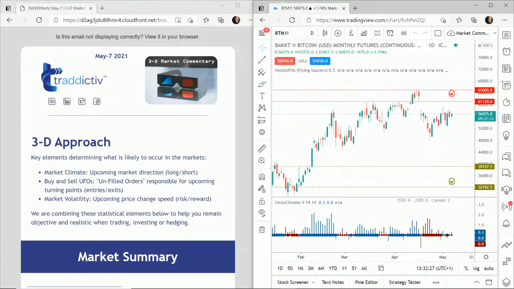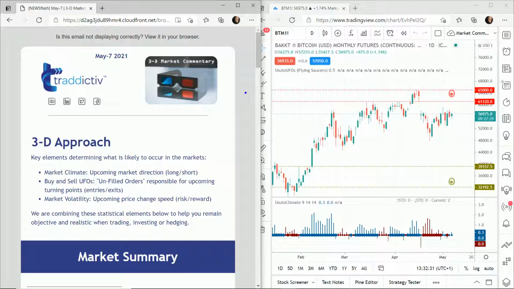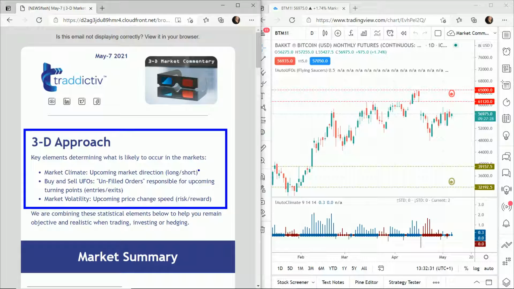So that's what we send out, and obviously it correlates with market information. So we call it a 3D approach because we look at 3 separate elements. Makes sense? So the first one to look at is market climate, upcoming market direction. Are we likely to go up or down? Do we have probabilities to the upside or to the downside? Should we buy or sell? Should we go long or short?